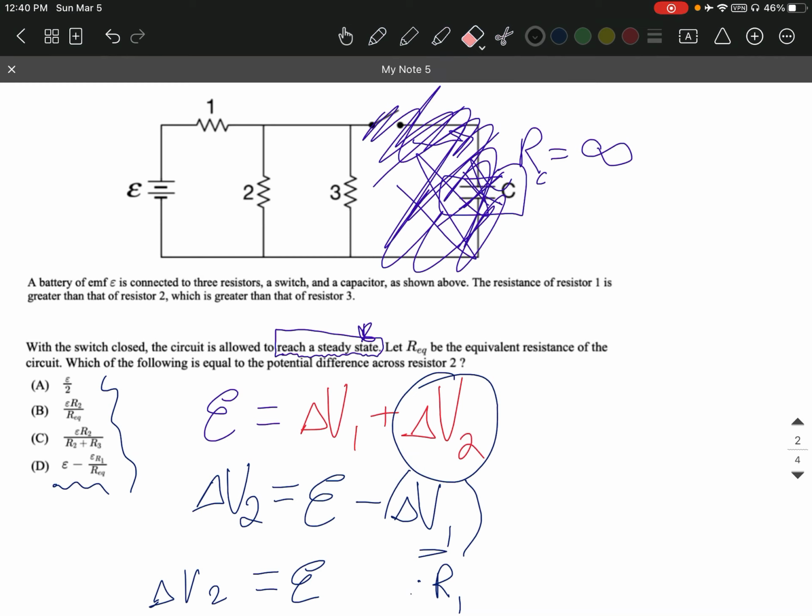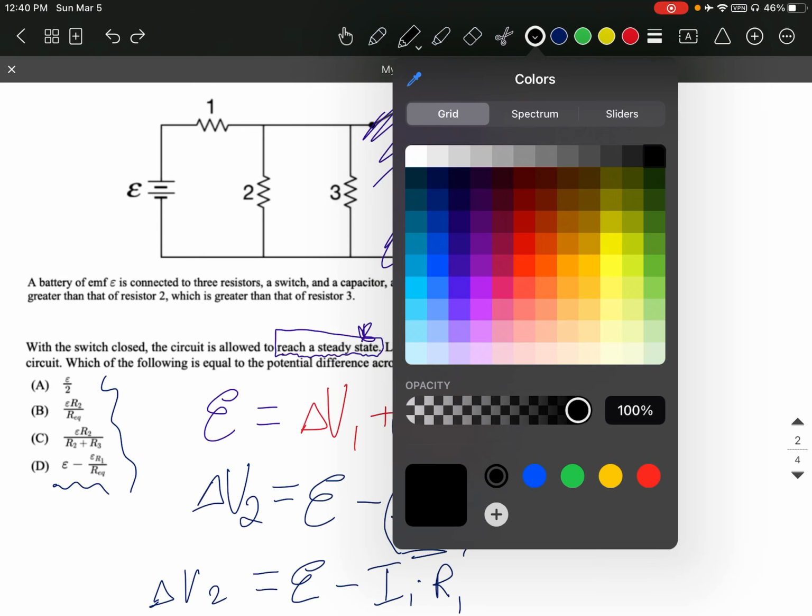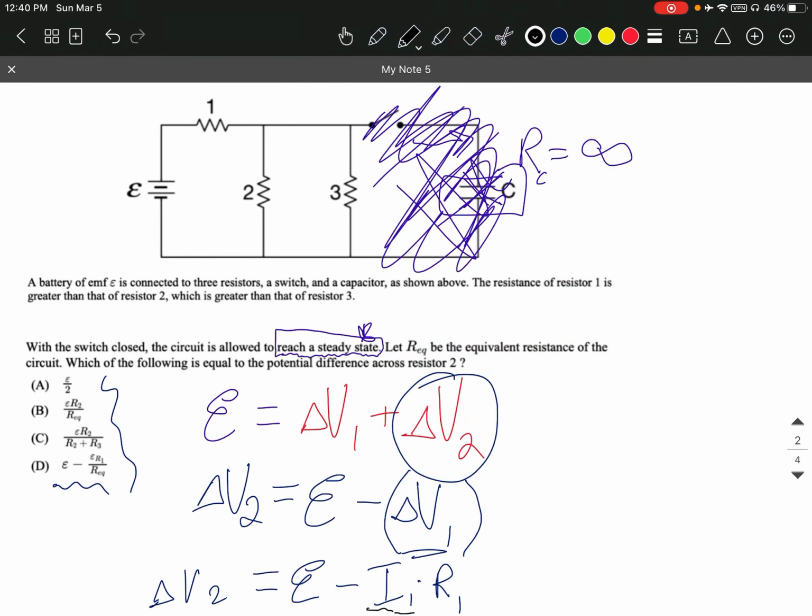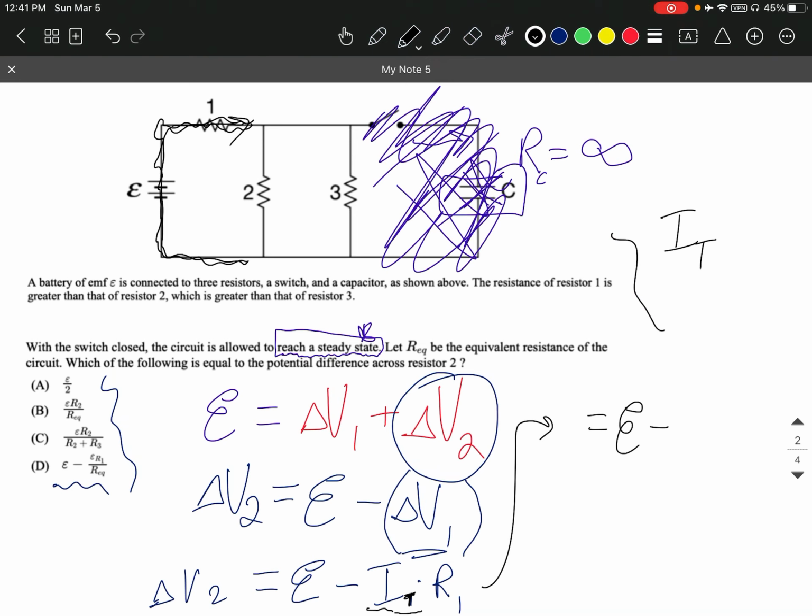I1, in this case, is actually the same as the total current. So this current through resistor 1 is the same as the total current, or the current through the battery. Anywhere along this section of the circuit here would be total current. So I'm going to make a little substitution here and call that total current instead of current 1. And then this problem's done, because one final substitution, and instead of total current, I'm going to again use Ohm's law. I'm just going to do a little side tangent here.